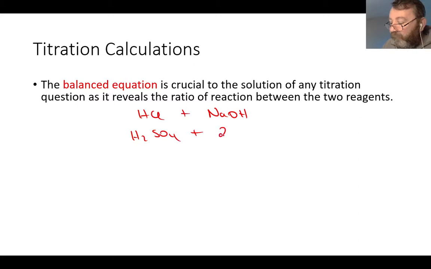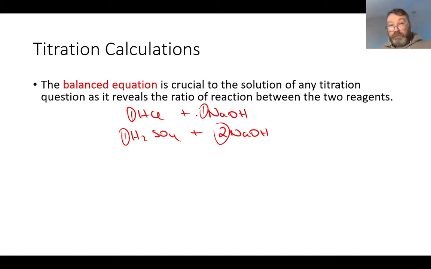H2SO4 and 2NaOH. What's that? That's 1:2. Okay, so watch very carefully as to what the ratio of reaction is, what the coefficients in front of all of these substances are, 1:1 or 1:2, and take that into consideration.